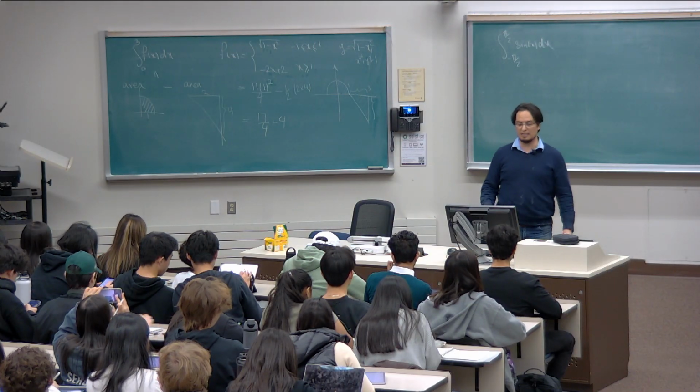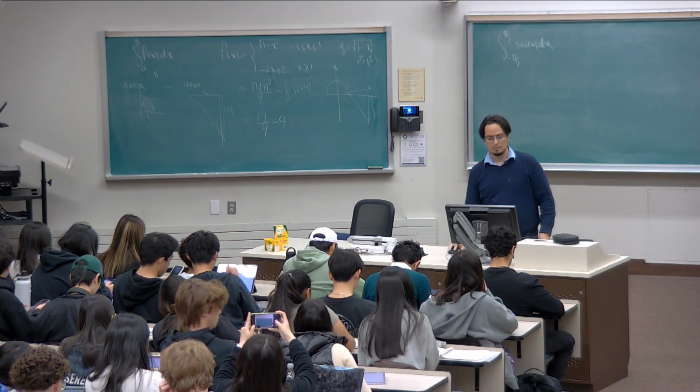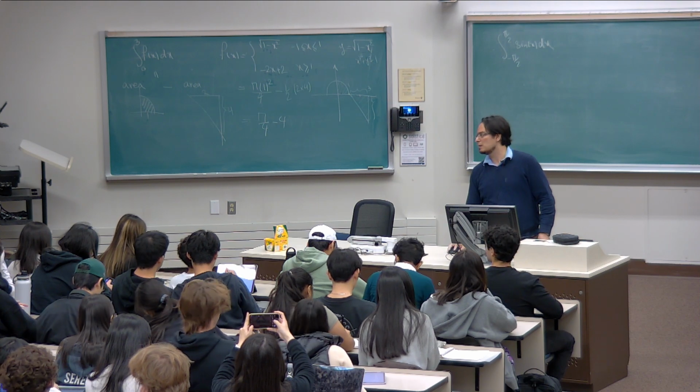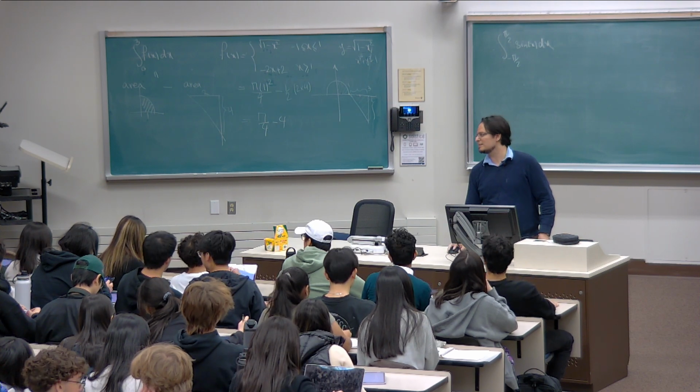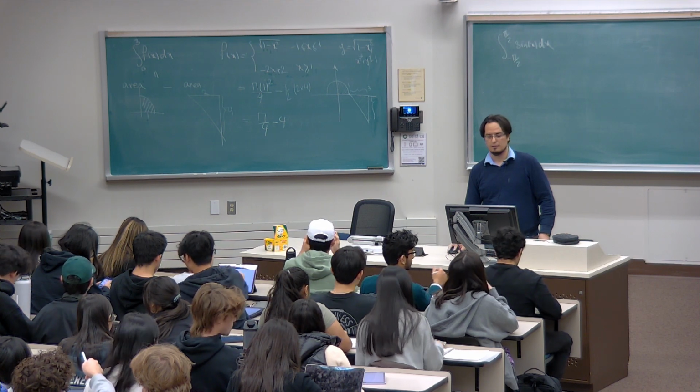I'm closing the iClicker question. We just use the area of the circle, pi r squared. It doesn't matter. Sorry. Okay.